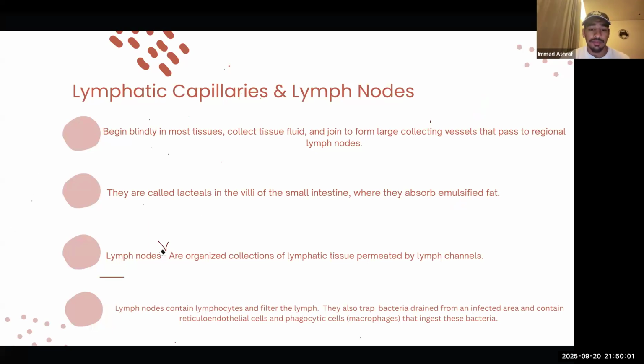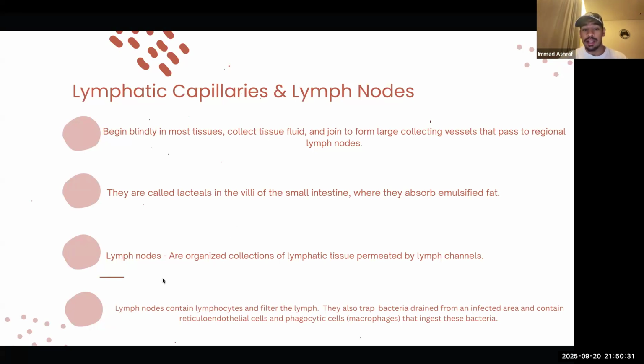So yeah, lymphatic capillaries begin blindly. What that means is, you know how arteries begin and then become smaller, smaller, smaller, become capillaries, then veins, bigger, bigger, bigger. No, lymphatic capillaries begin blindly, so they literally just start out of nowhere in most tissues. They collect the tissue fluid, which is the interstitial fluid, and then they form bigger vessels called lymphatic vessels, and then these lymphatic vessels go to regional lymph nodes.